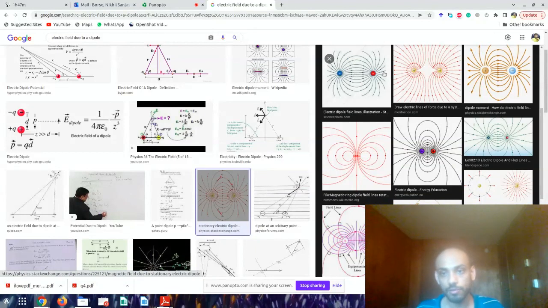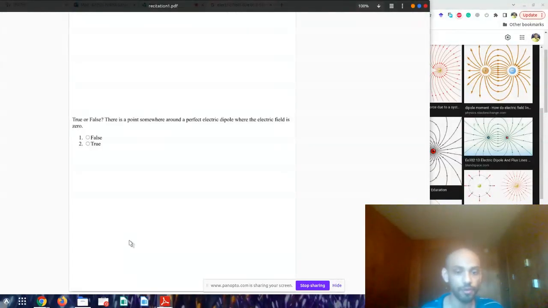Nowhere in this diagram do I have a position where there are no electric field lines. The electric field lines permeate the entire space around this electric dipole, so there is no point where your electric field drops to 0. So that statement is false. And I think that answers your final problem.